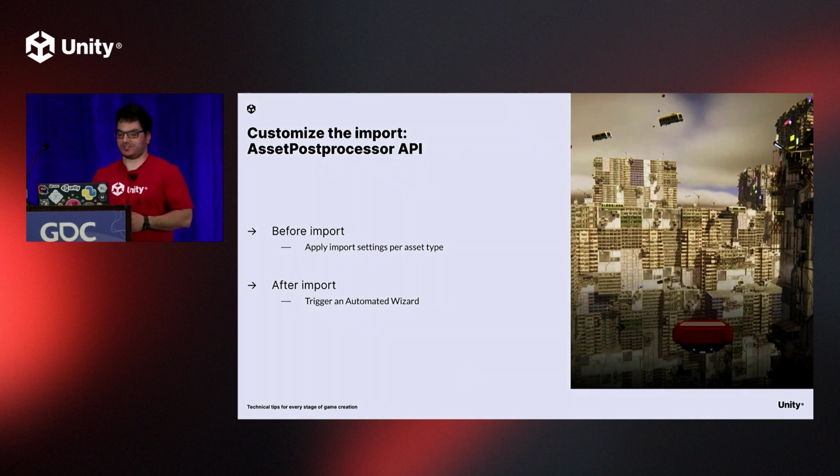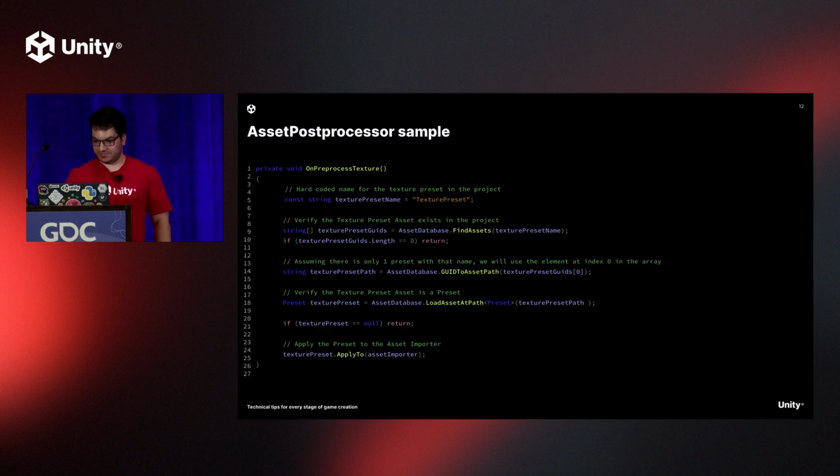For example, you can trigger an asset wizard that automatically creates a prefab model if all the materials and textures match up, and maybe even assigns a mono behavior that forces the prefab to do something. So let's take a look at the sample of that. In this example, we are applying a preset in code using the asset post processor. So we're actually doing 2 things here. Let's dissect it a little bit. I'm using the on-preprocess texture method and essentially looking for an asset called texture preset. Once I find it, I'm assuming there's only one in the project.